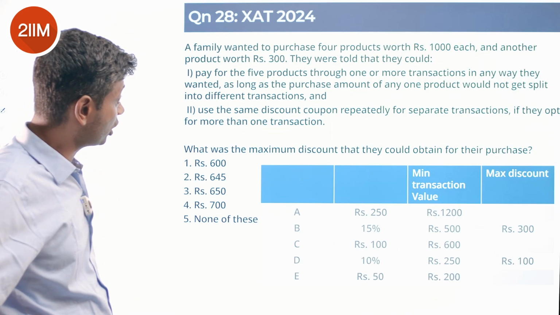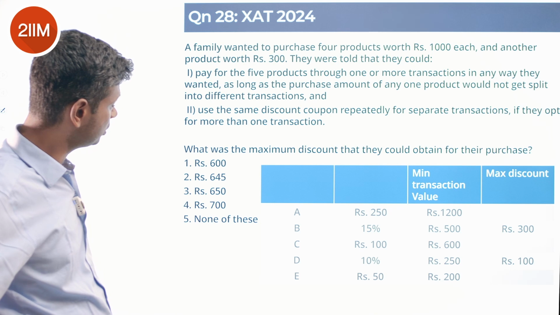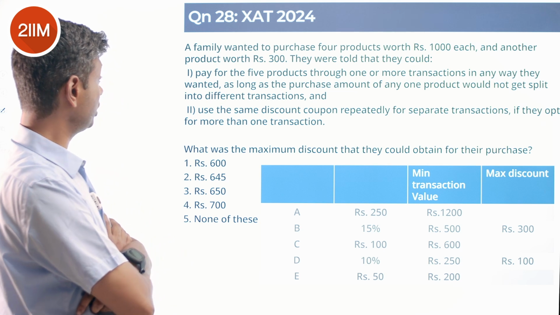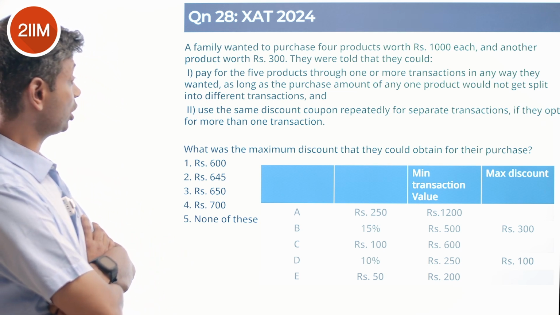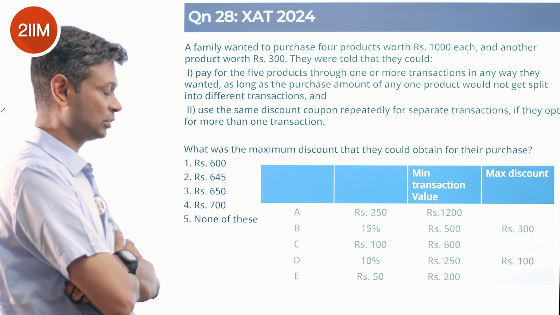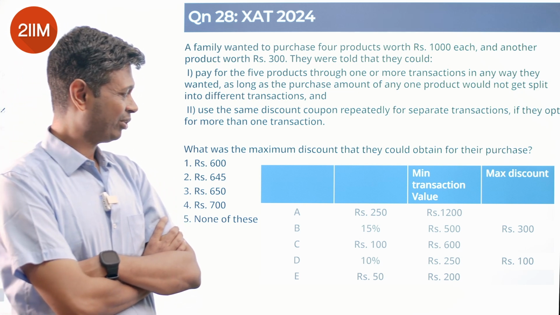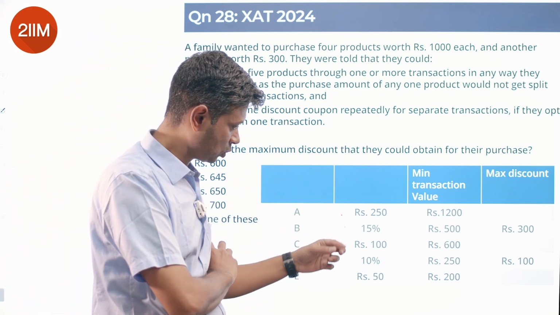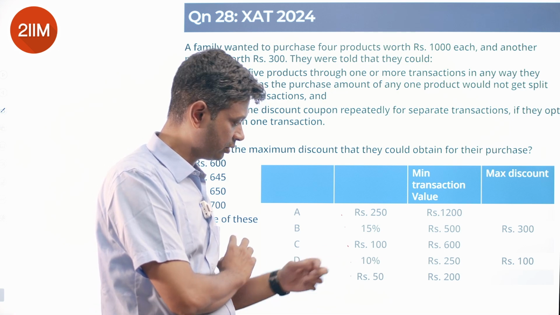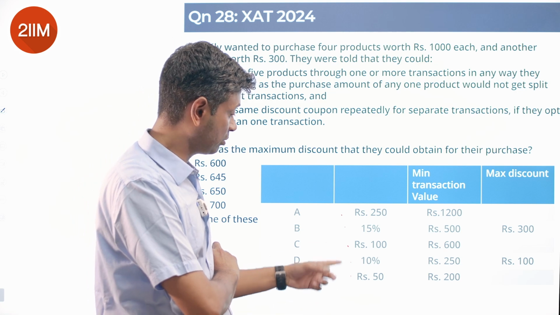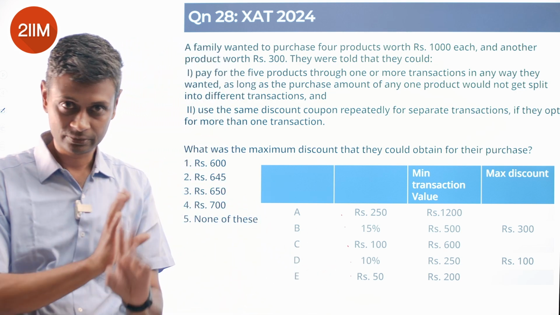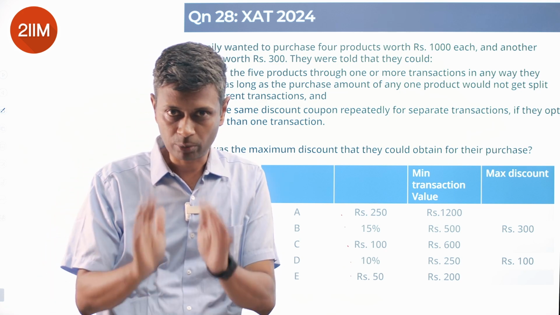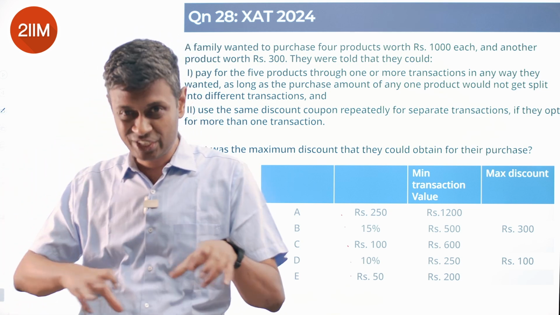The family wanted to purchase 4 products worth rupees 1000 each, and another product worth rupees 300. They were told that they could pay for the 5 products through one or more transactions in any way they wanted, as long as the purchase amount of any product would not get split into different transactions. Buy a 1000 rupee product, you can say, look, I'll bill it with coupon A or coupon B or C or D or E. You cannot say I'll take 200 bucks for E, 600 bucks for C. That's not possible. You cannot split across. The 1000 buck product has to be the 1000 buck product. You cannot partition it into different things.